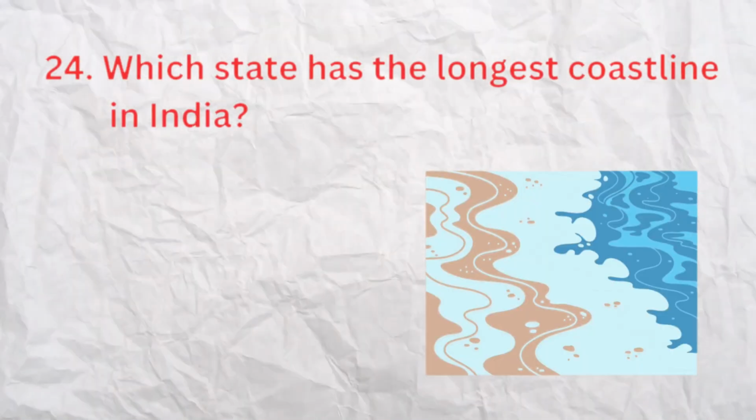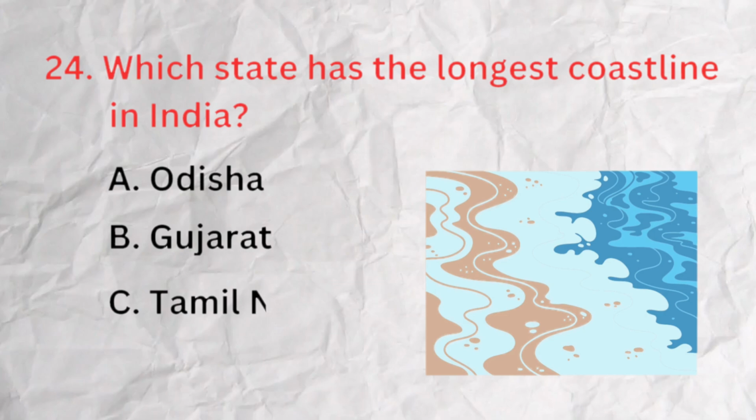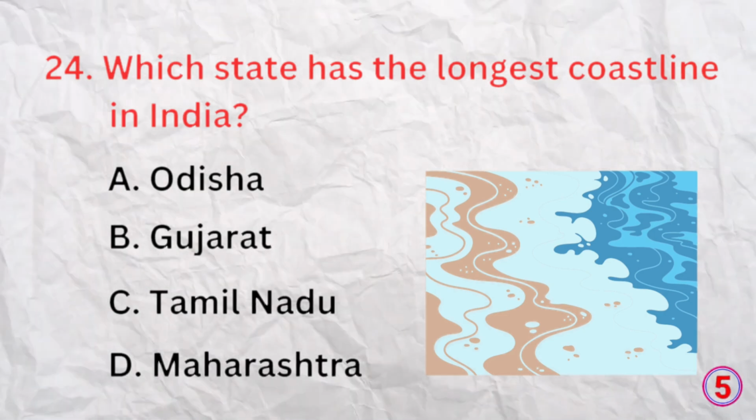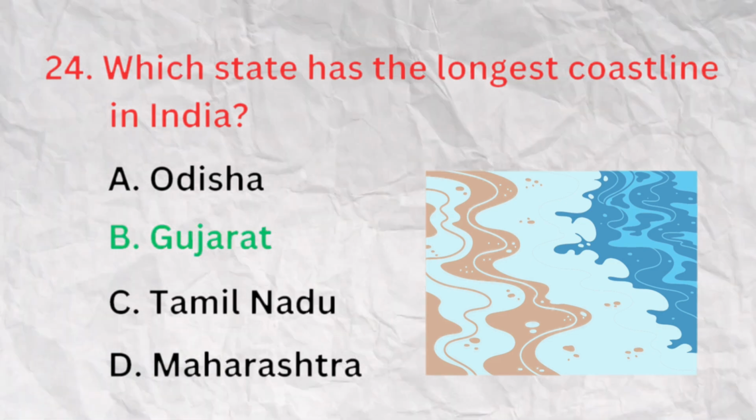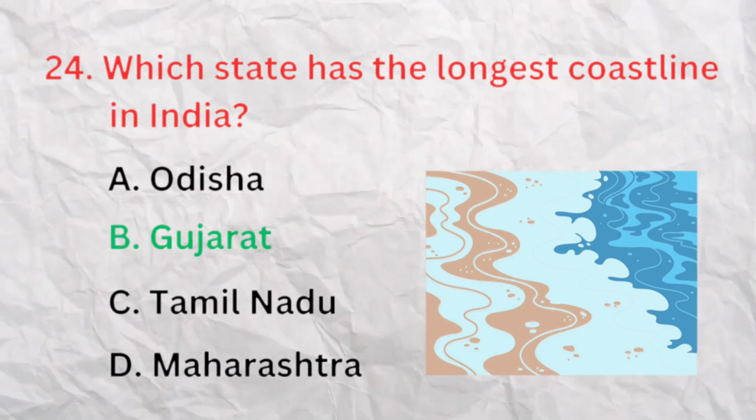Which state has the longest coastline in India? The correct answer is option B, Gujarat.